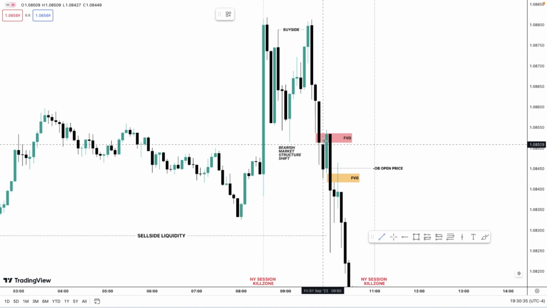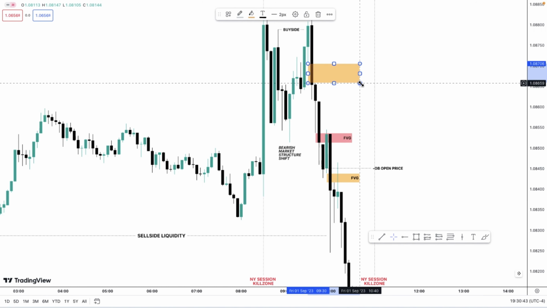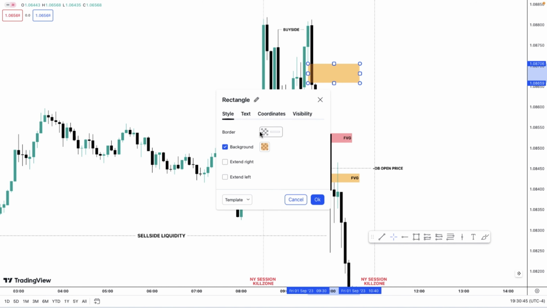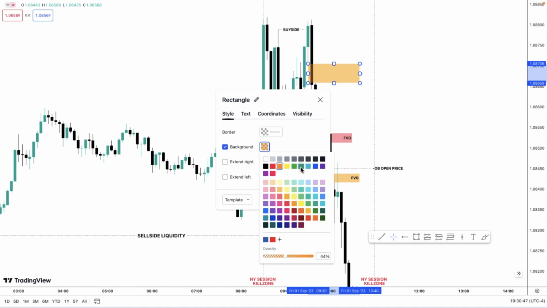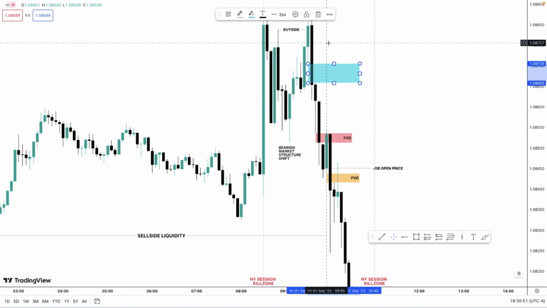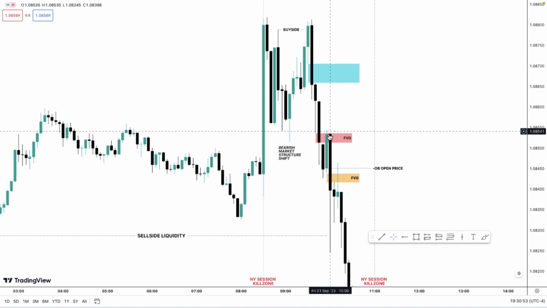Right? Now we have two fair value gaps here. The red one that I am working on now and this one here. So the question that might come to your mind is, which fair value gap are you looking to trade? Well, you trade the first fair value gap you see. Right? So the first fair value gap that price trades to, you trade this one.